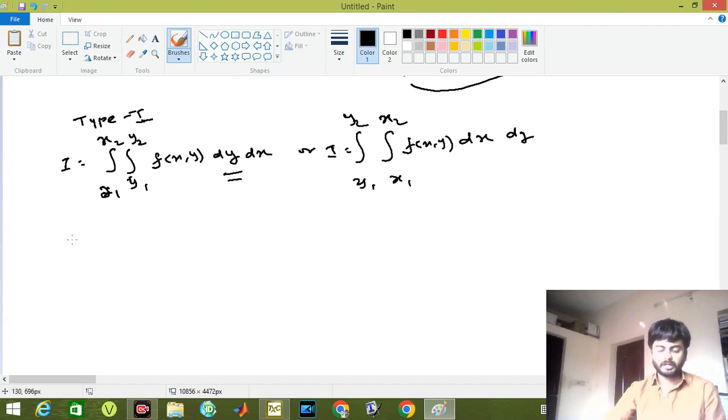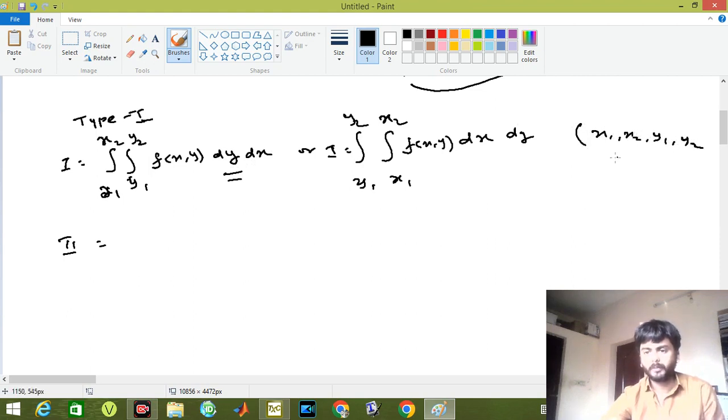Second thing is, again I am having two things. So this is one idea. Here you may have both variables: x1, x2, y1, y2 may be variables.